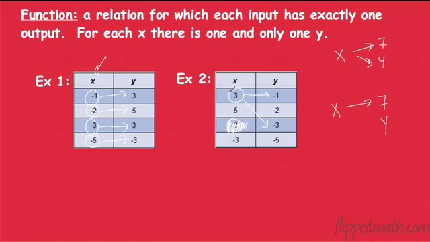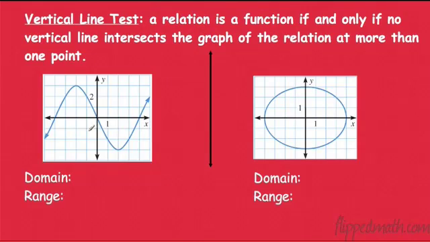Is it possible for a number to function and go to two different outputs? It's not possible. It can only go to one output, and that's the function, all right? So for everything you put in, every x you put in, you can only get one output back, all right? That's a function.